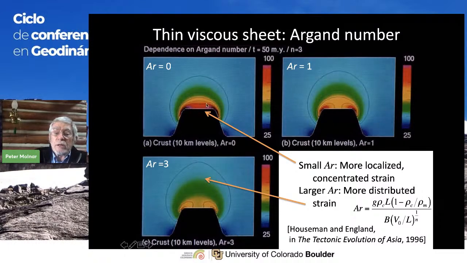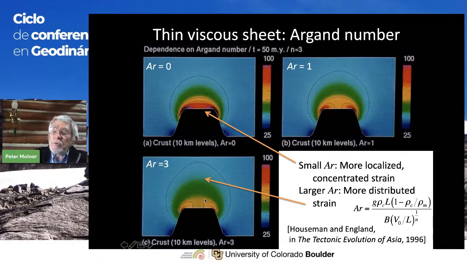Crustal thickness is localized right near this surface when the Argand number is 0. Well, when the Argand number is 0, gravity isn't resisting at all. All the resistance is due to the strength of the material. If you increase the Argand number, then you make gravity more important and the deformation spreads out. These contours move farther apart, and there's localized deformation near the corners because of the corners, but not localized all the way across. And when you make the Argand number even bigger, the deformation spreads out further.